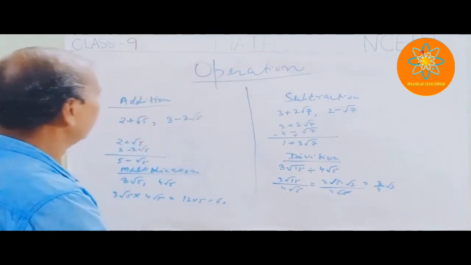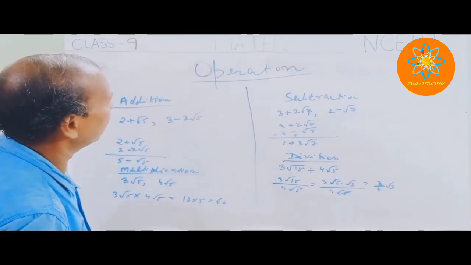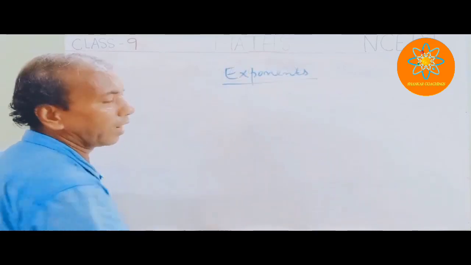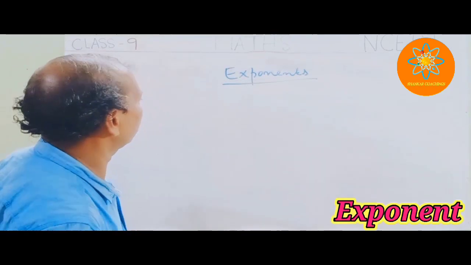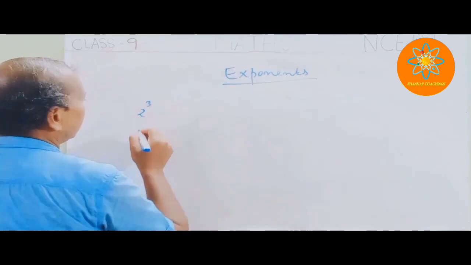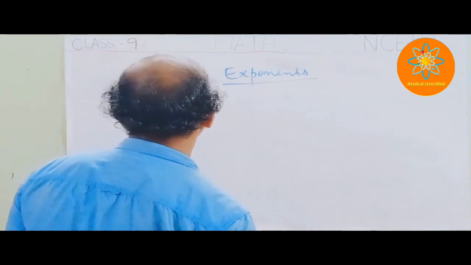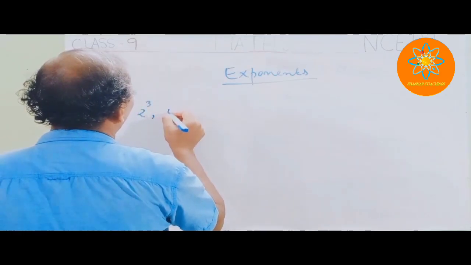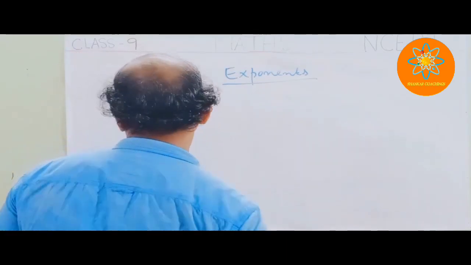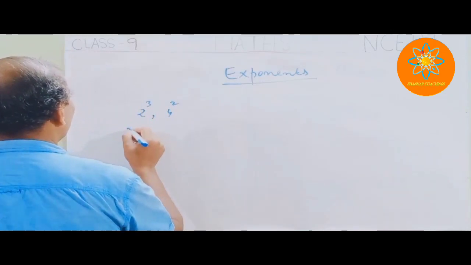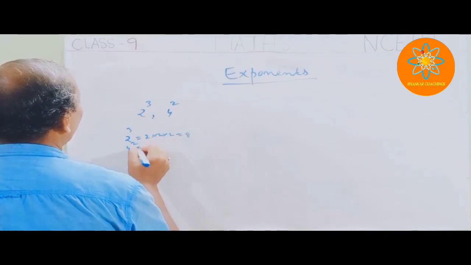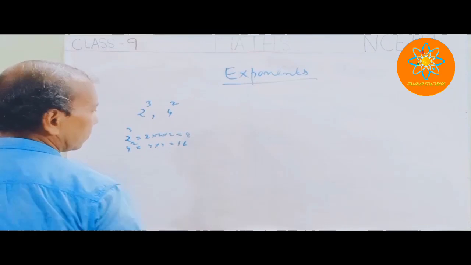So this is how you do the operation on rational numbers and irrational numbers. The next one is exponents. Exponents means what? Suppose 2 to the power 3 is given, then 3 is called the exponent. Suppose we have 4 to the power 2, then 2 is called the exponent. So what is the value of 2 power 3? It is nothing but 2 into 2 into 2, that is equal to 8. 4 to the 2 is 4 into 4, that is 16.